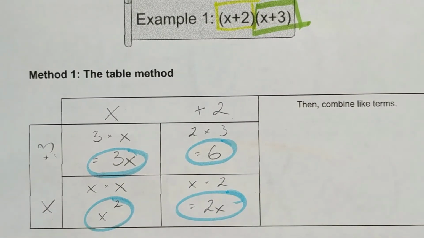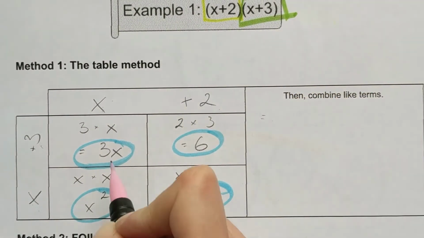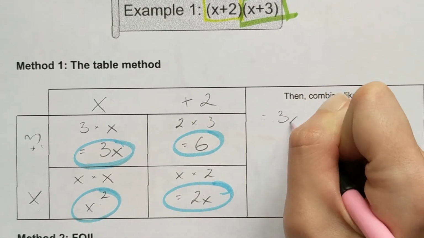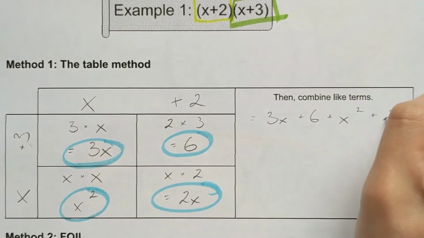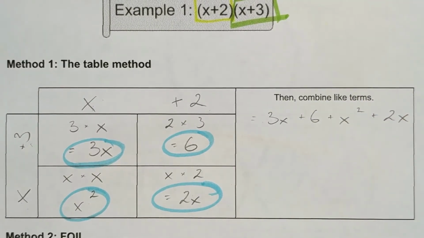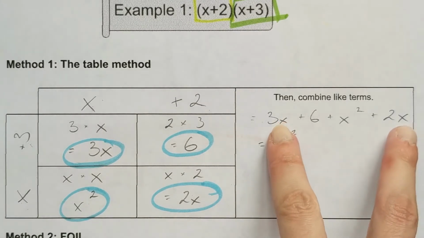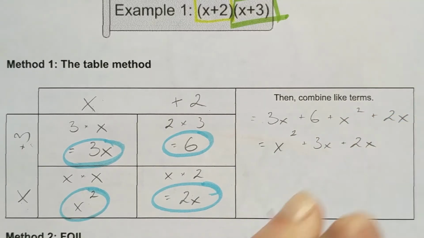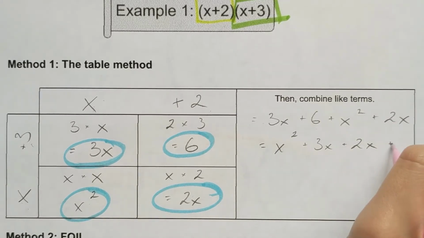I'm going to go ahead and write everything over on the left-hand side here. I'm going to add these 4 terms together: 3x plus 6 plus x squared plus 2x. I'm going to rearrange and put my x squared first. Then I'm going to put my 2 terms that have an x. And finally, I'm going to put my term that doesn't have any x's at the end.